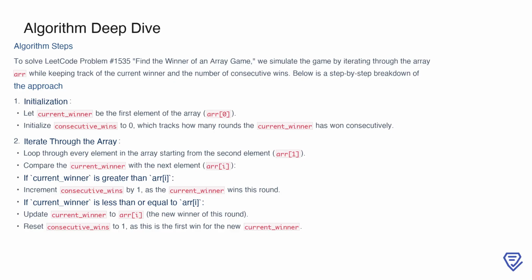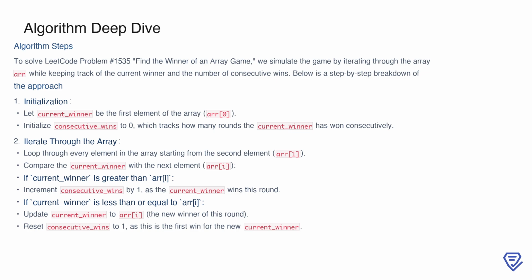For each element, we compare it with the current_winner. If the current_winner is larger, it wins this round, and we increment consecutive_wins by 1. However, if the current_winner is smaller than or equal to the current array element, the new element becomes the current_winner, and we reset consecutive_wins to 1, as this is the first win for the new winner.